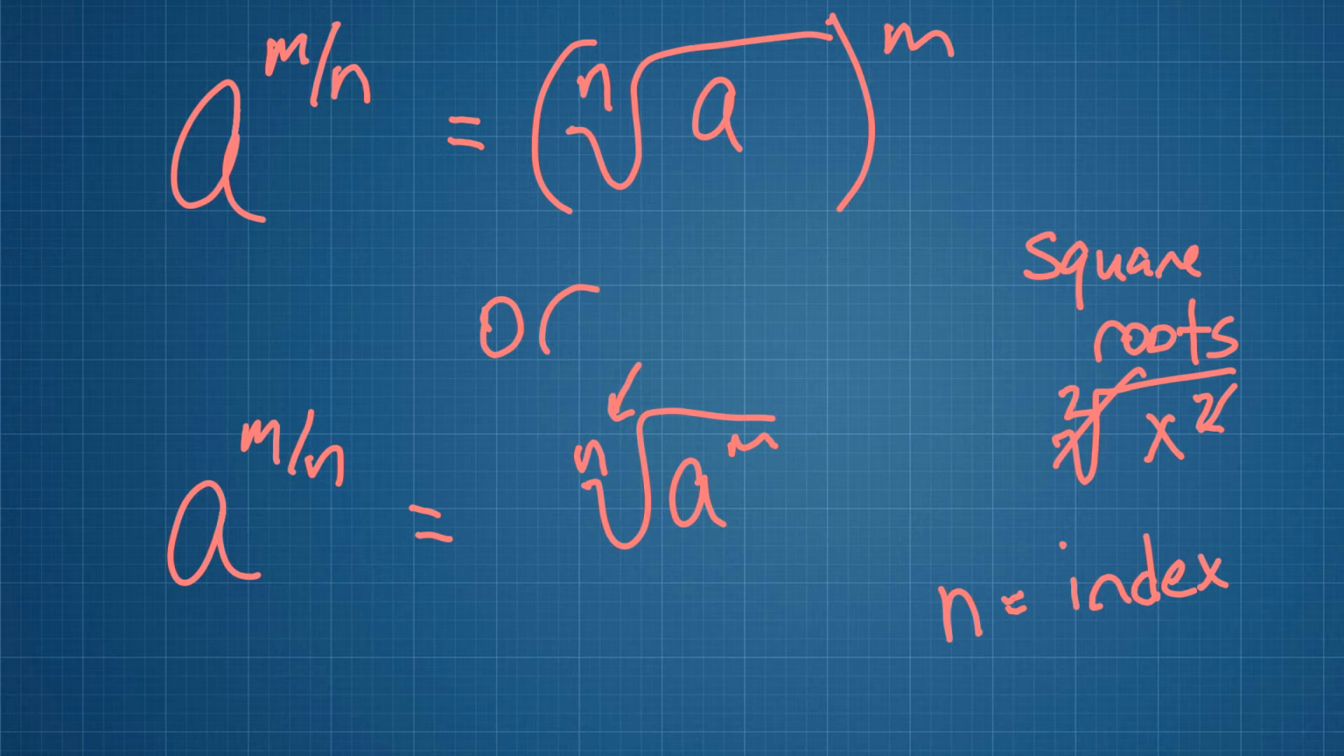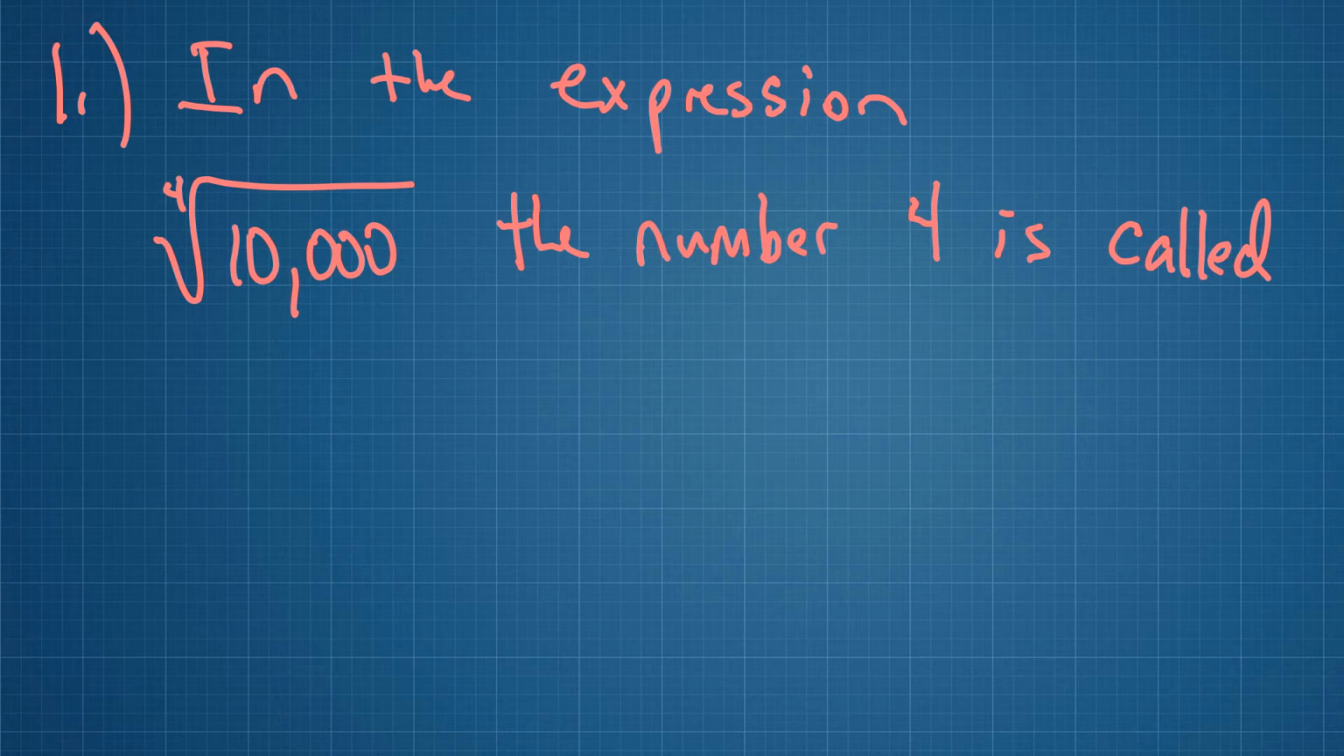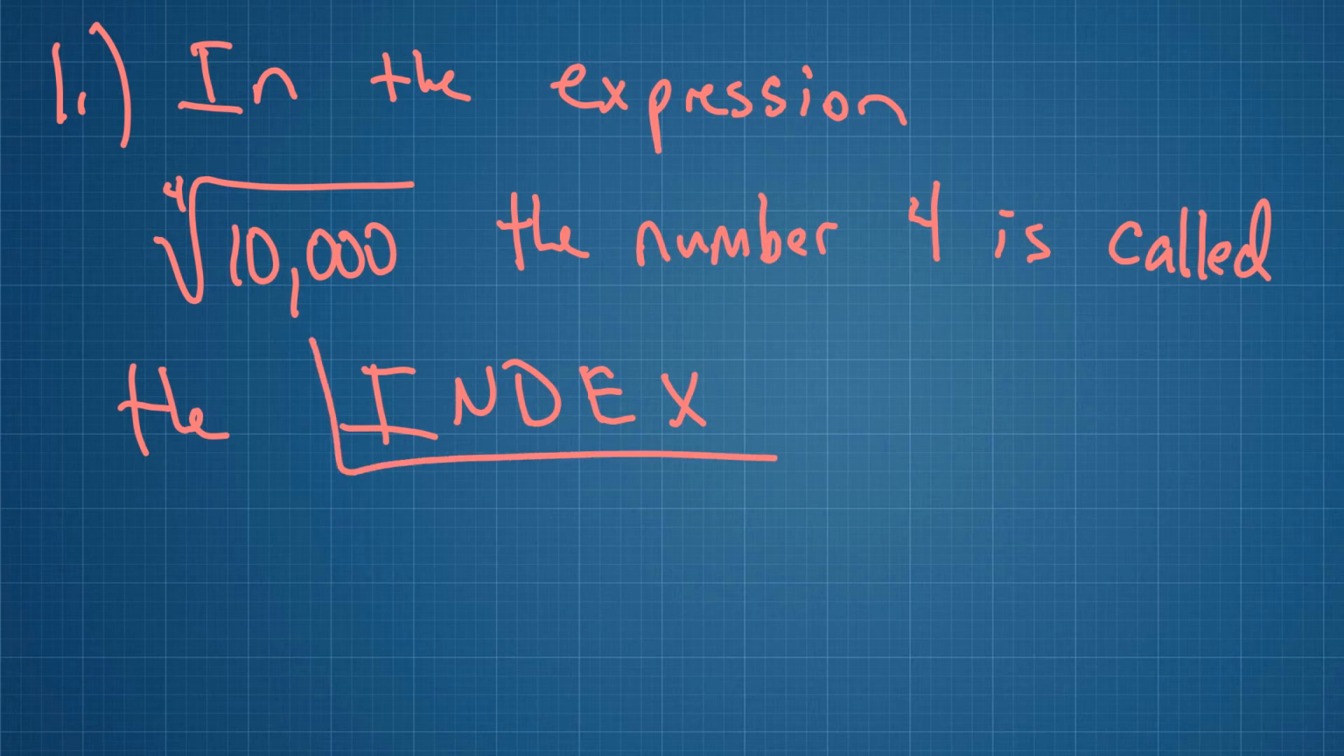And then to do that, you're going to need to find perfect roots of whatever power that you're using. Now sometimes it might be easier to deal with something with a fraction exponent, and sometimes it might be easier to deal with something with a root. So we're going to do both of those today. So number 1 says, in the expression, the 4th root of 10,000, the number 4 is called the index. So that's what's going to identify our type of root. So it's the 4th root. So its index is 4.